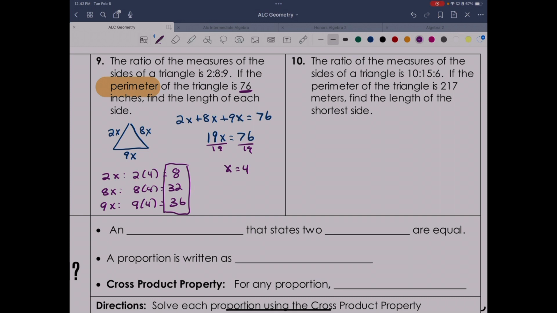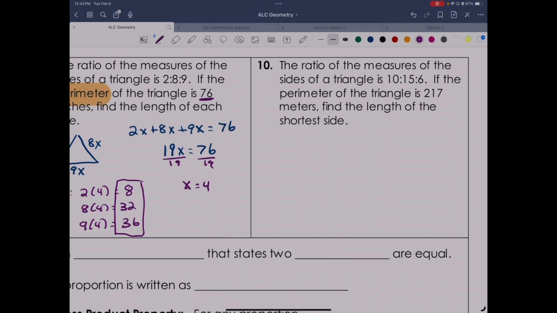All right, last one we'll do together. Actually, I'm going to have you do this one. 3 sides to a triangle. The perimeter is 217. But this time it wants just the shortest side. Just the shortest side. Give you about 2 minutes. It's 12:43. That makes 12:45.